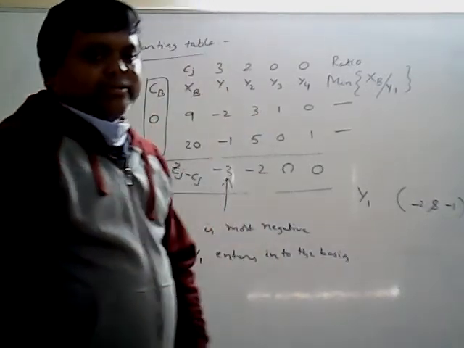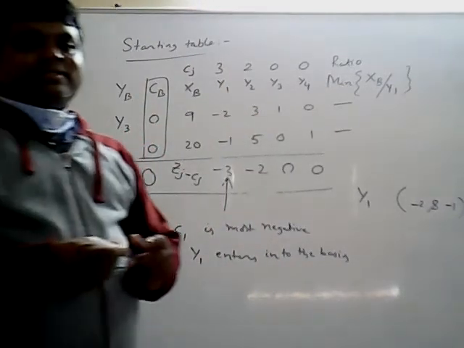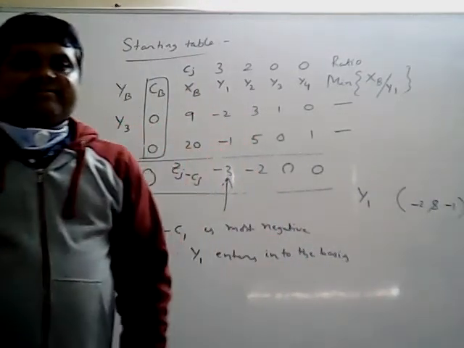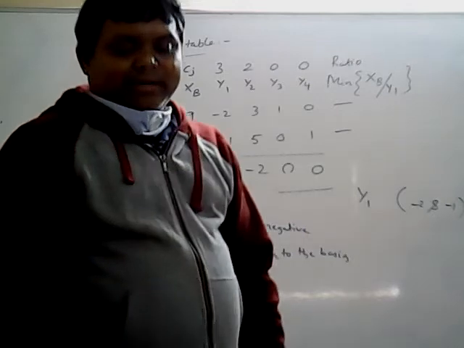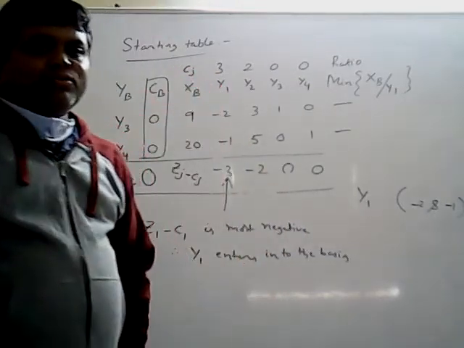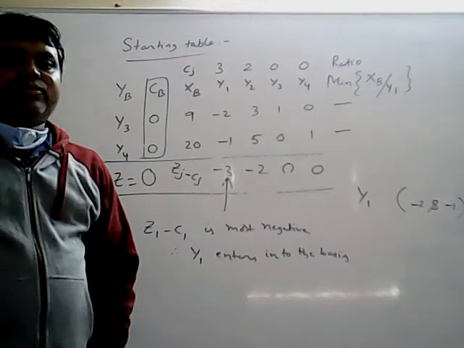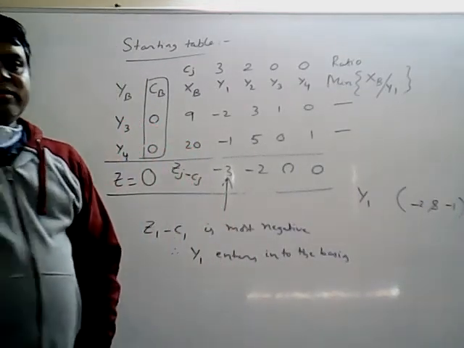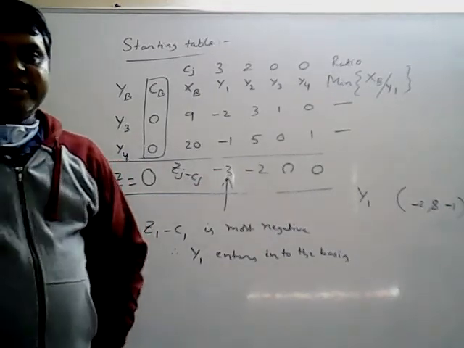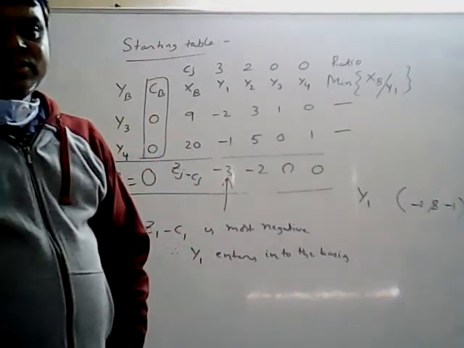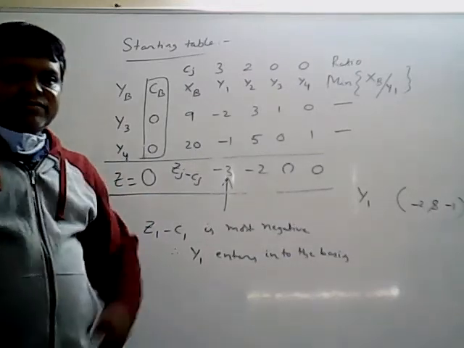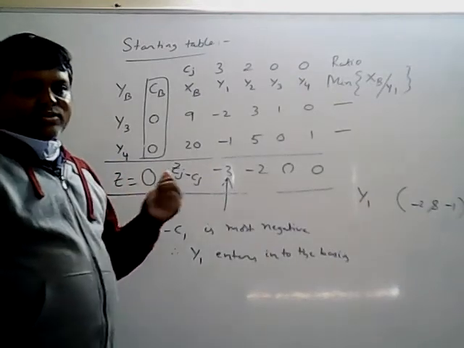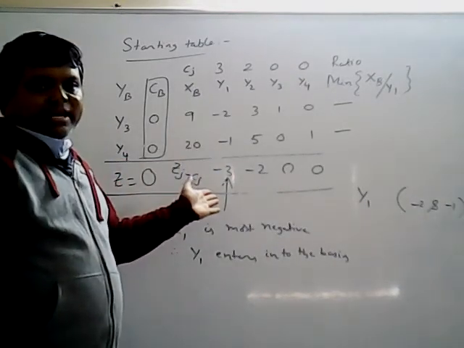Therefore, the given LPP has an unbounded solution. Okay, so first problem, the solution exists. Second problem, unbounded solution. Only two cases are there: either a solution exists or you may get an unbounded solution.